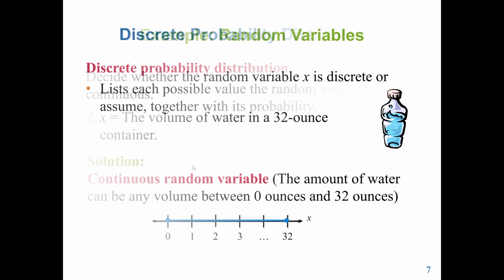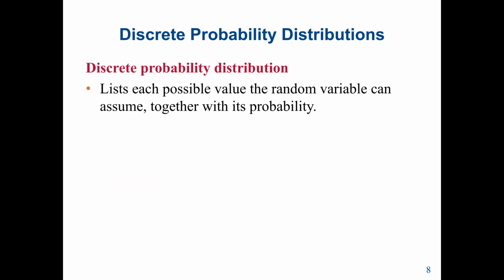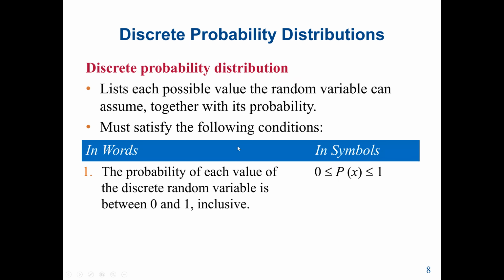So again, the main difference between a discrete random variable and a continuous random variable is that a discrete random variable is based on counting, and a continuous random variable is based on measurement. So next, what is a discrete probability distribution? Here we say the list of each possible value the random variable can assume together with its probability.